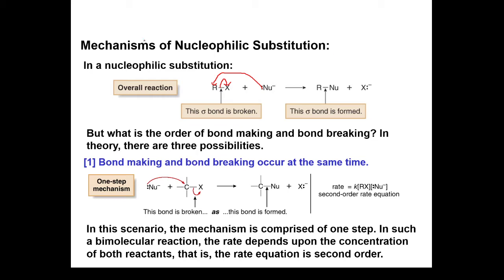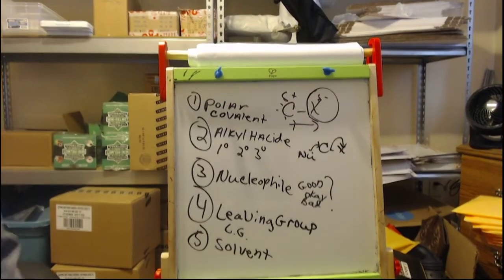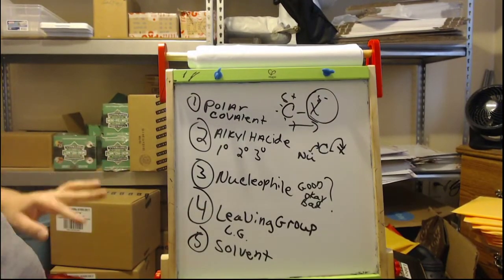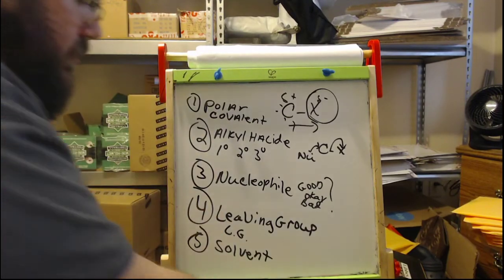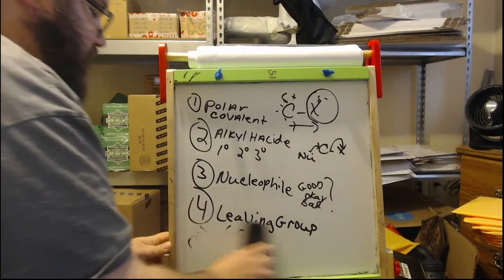So let's look at the two ways these can happen. We're just going to look at the carbon. We're not going to look at the rest of this. We're just going to look at the carbon and look at the steps.